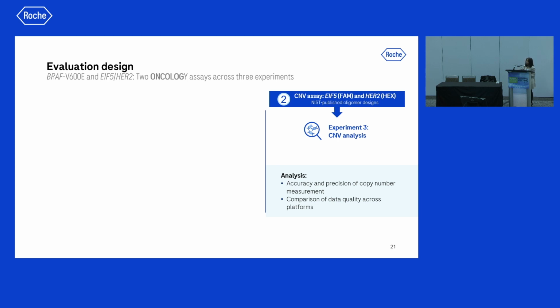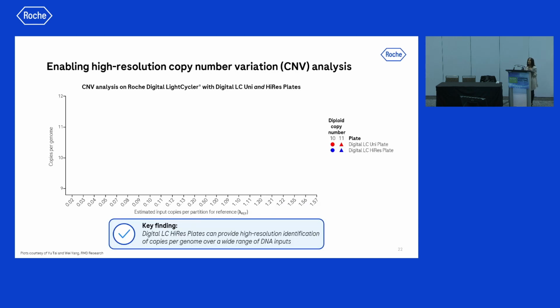I would like to take this a little bit further and indicate why this is really important. I'm going to showcase this with a little bit of modeling. First I'd like to orient you. On the y-axis here is the copies per genome. In particular, we're interested in discriminating 10 copies from 11 copies. This is a 10% difference, essentially. On the x-axis, we have the estimated input copies per partition for reference, represented by lambda. We're looking at anywhere from 0.02 to about 1.6, which is essentially the ideal range in digital PCR. And then what's going to be depicted first in red is going to be the uniplate.